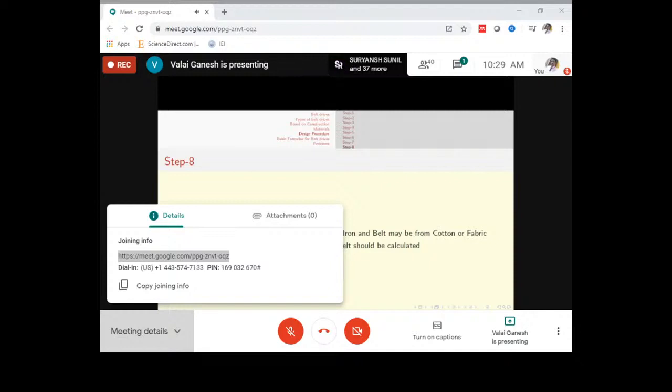In step number 8, some other parameters need to be found if we missed them in the previous steps. That is the diameter of the smaller pulley, diameter of the larger pulley, belt width, pulley width, and length of the belt should be calculated. These are available in design step 1, design step 6, pulley width is also available in step number 7, and length of belt is also available in step number 7. So these are all optional steps for you.